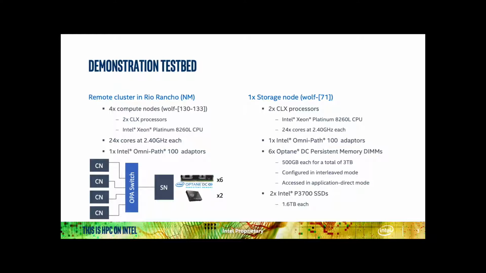Our test cluster consists of a single I/O server with 6 Optane DC persistent memory DIMMs with 500 GB each, configured in interleaved mode, and 2 NVMe capable SSDs, each of 1.6 TB. The compute side consists of 4 compute nodes and are connected to the storage server with Intel OmniPath 100 adapters.